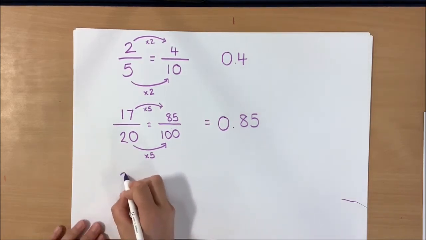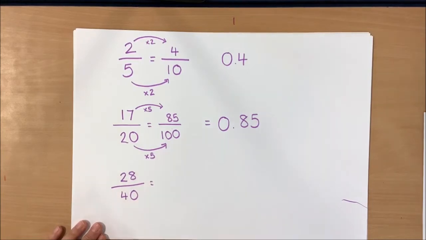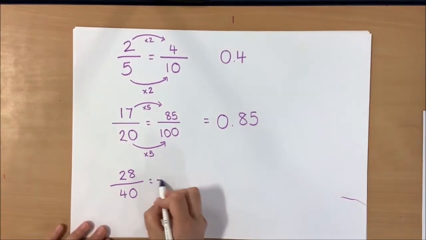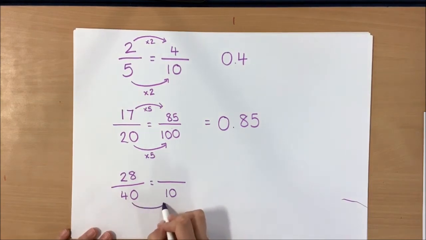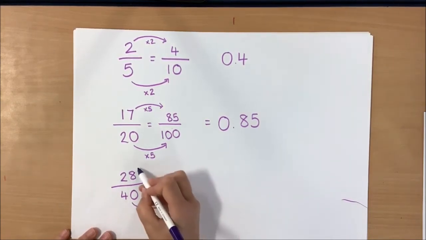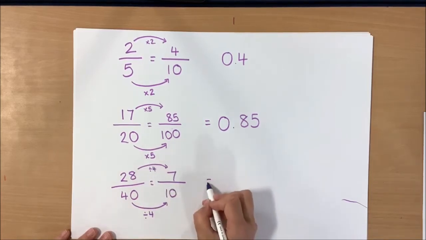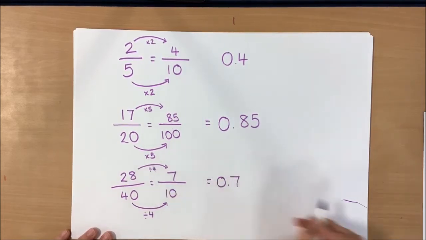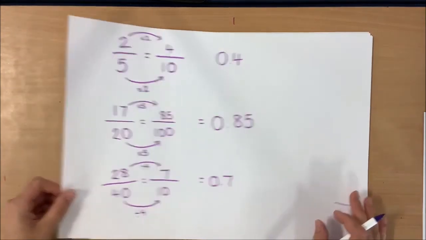Okay, let's do another one. 28/40. I'm going to try a denominator of 10. I divide by 4, and do the same to the numerator to give me 7/10. So 28/40 is 0.7.